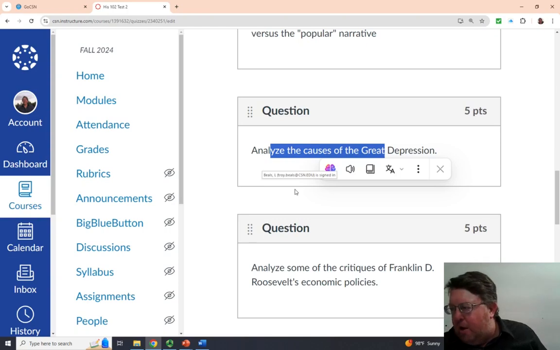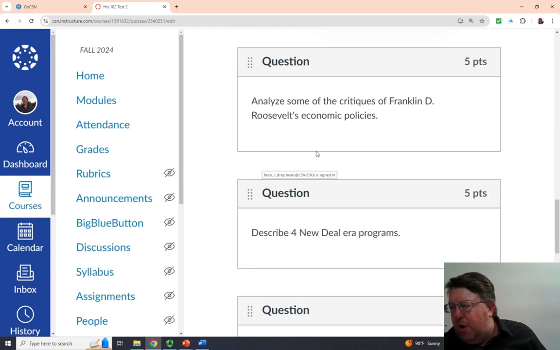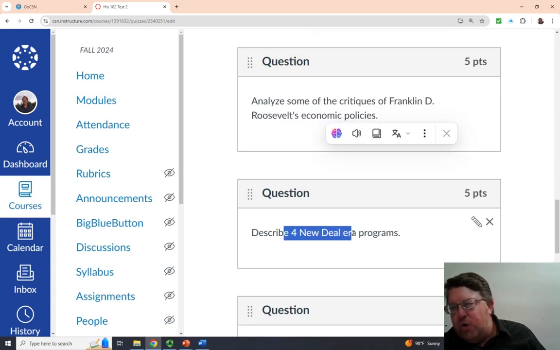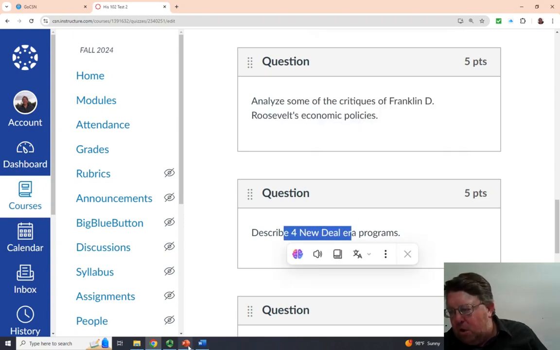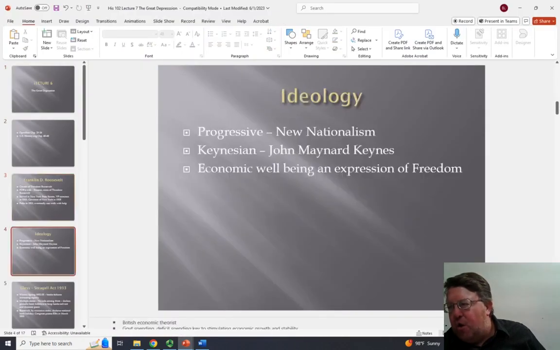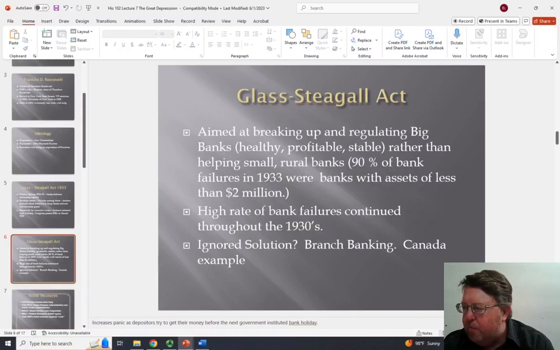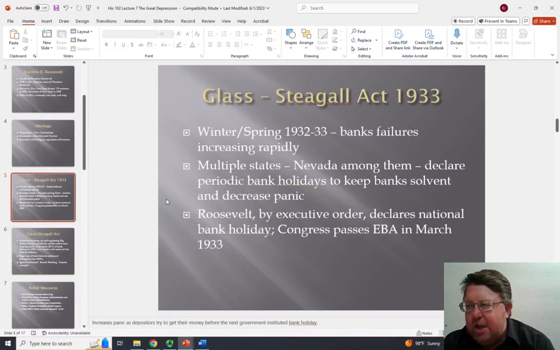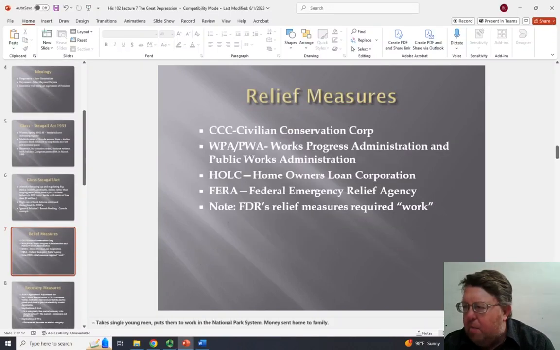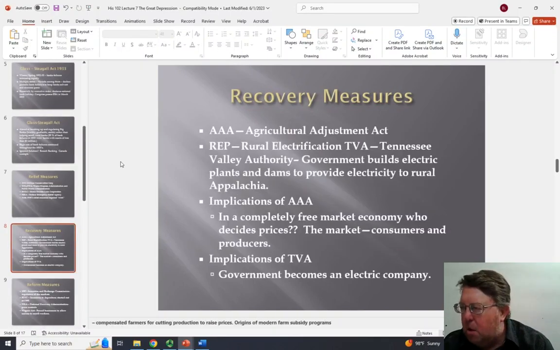Good. Next, analyze some of the critiques of FDR's policies. Describe 4 New Deal programs. So that is on the Great Depression. Just as you're going through, what are some critiques, right? Like Glass-Steagall Act. We critiqued it right here. Okay? Relief measures, so you just pick a few of your favorites and you can talk about them, right?